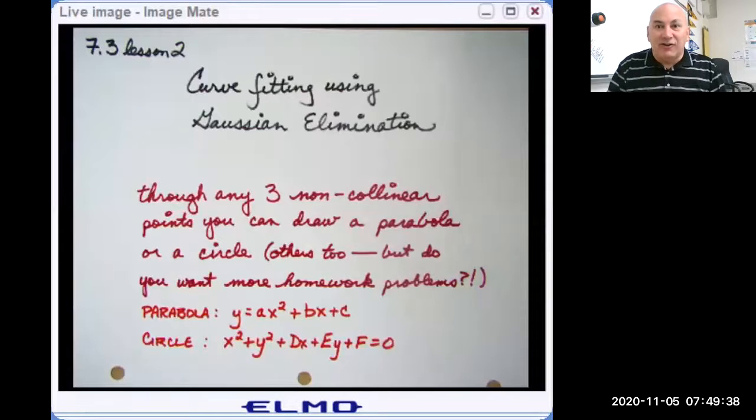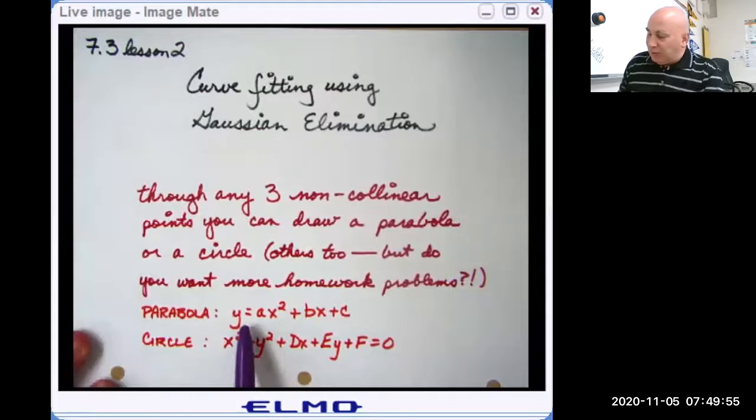Hello again, pre-calculus students. This lesson is a continuation of our previous one on Gaussian elimination techniques. And in this lesson, we're going to show how to graph a circle or a parabola through any three non-collinear points. I'm going to use this equation for a parabola.